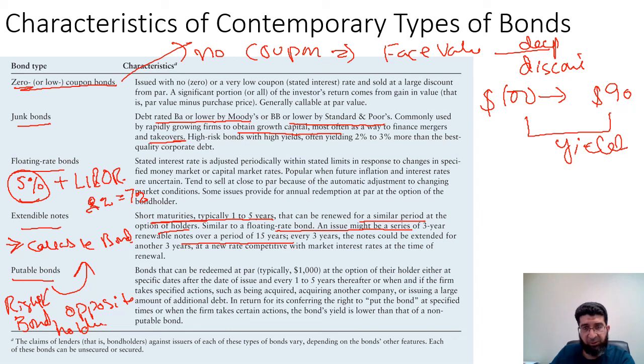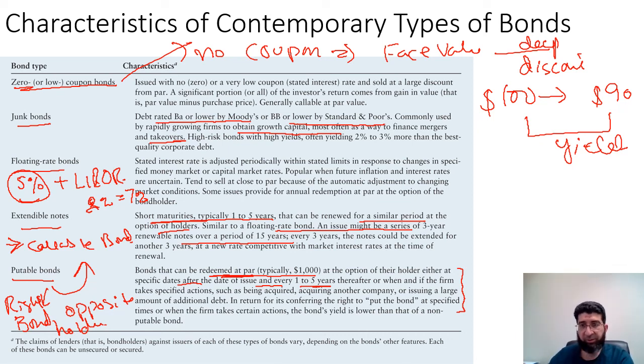So bonds can then be redeemed at par, typically $1,000, at the option of their holder, either at specific dates after the date of issue and every 1 to 5 years. There are other characteristics attached to these bonds. But the bigger idea is that the bondholder asks the issuer to buy back at a certain price, typically a $1,000 par value.